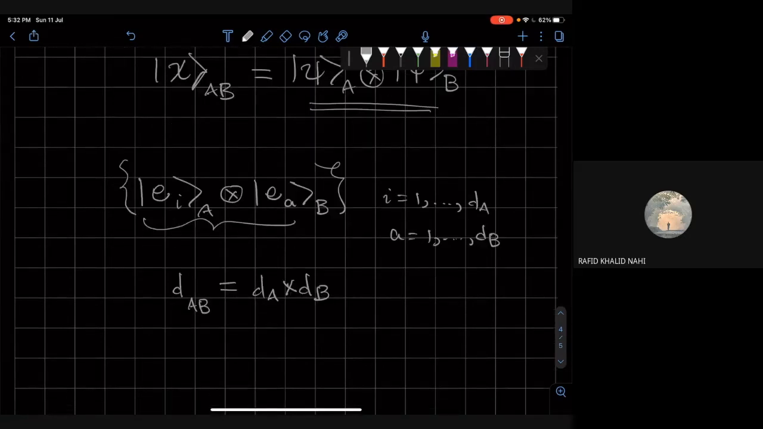So what is the tensor product? I really haven't told you. It's a bit of a circular game I'm playing. And the idea is this.